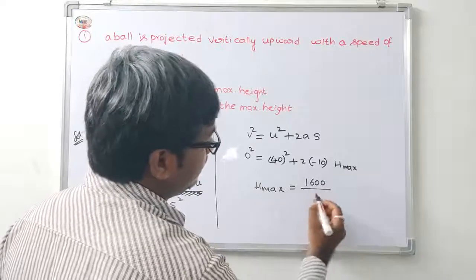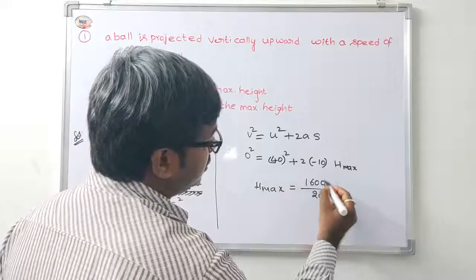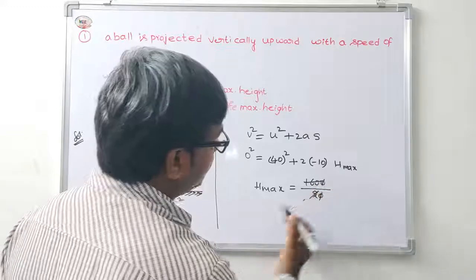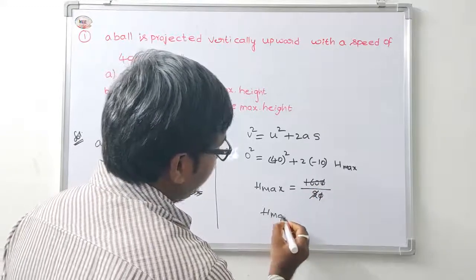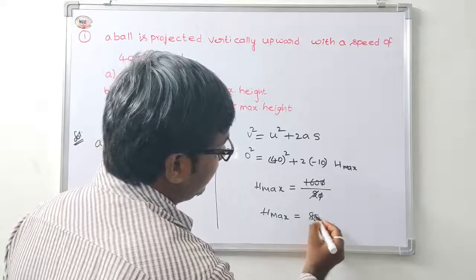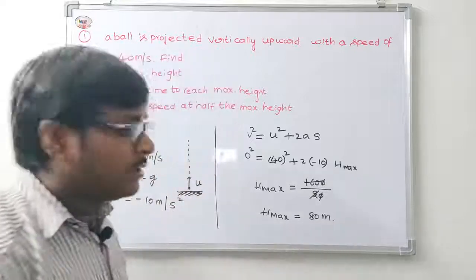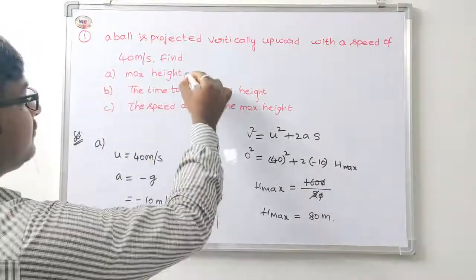by 20, 0 cancel, 2 ones are 2, 80. Maximum height is equal to 80 meter. This is the first one. The first one is finished, students.